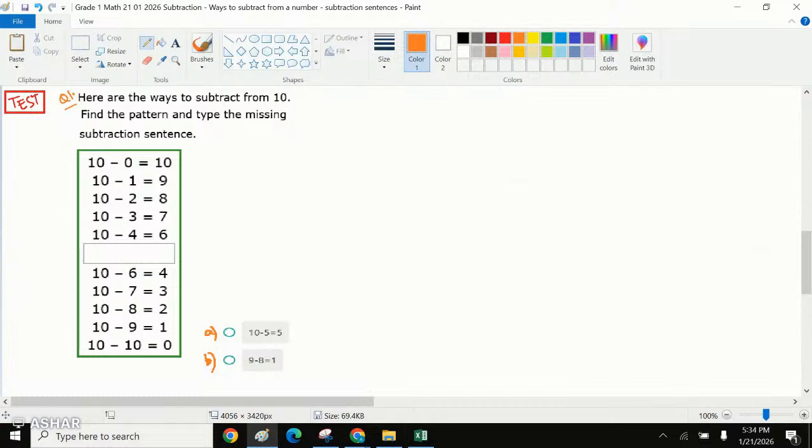Which option should be correct? See, the first thing we need to notice is this is subtraction from 10. That means all the numbers should begin with 10, right? They cannot begin with any other number.